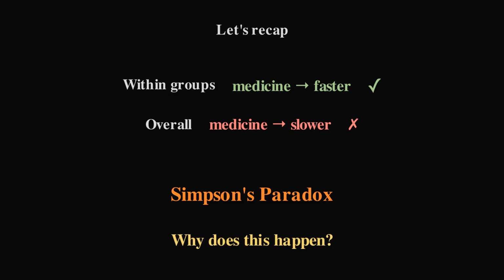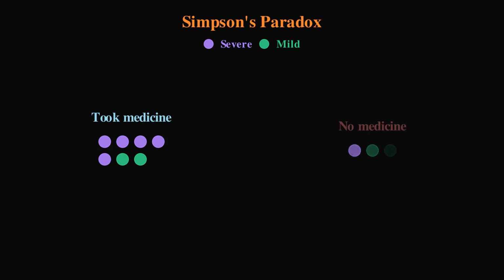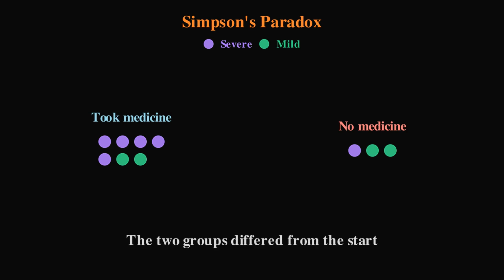So why does this happen? Let's take a look at the makeup of each group. The group that took the medicine was originally packed with severe patients who recover slowly. On the other hand, the group that didn't take it had many mild patients who recover quickly. From the start, the makeup of the two groups was completely different. So the group that took the medicine looked slower to recover overall, and the medicine appeared harmful, flipping the result.